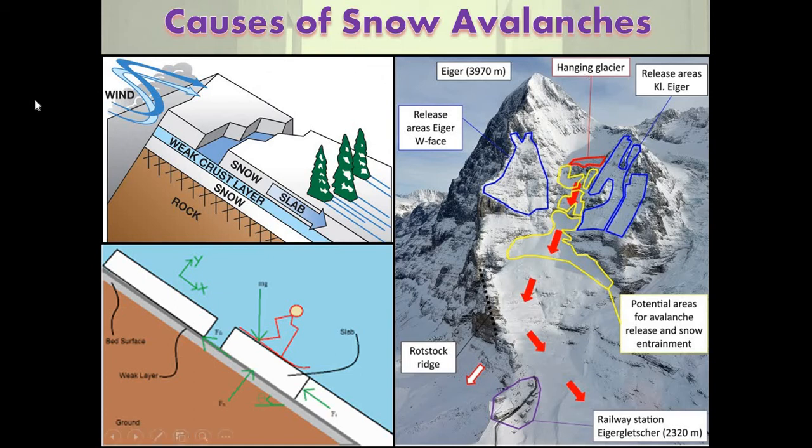Here the wind direction is of this type, and this is a weak crust layer. This is a layer of different snows, a different layer, and so this moves downward. The same type is in this figure, and this is the hanging glacier release areas. This is a rock-slope release area.